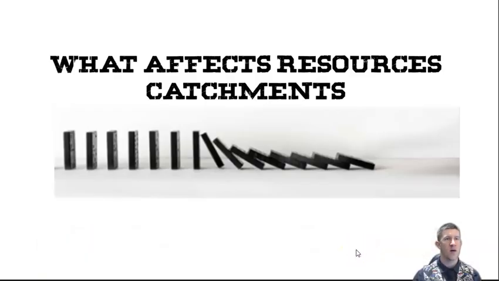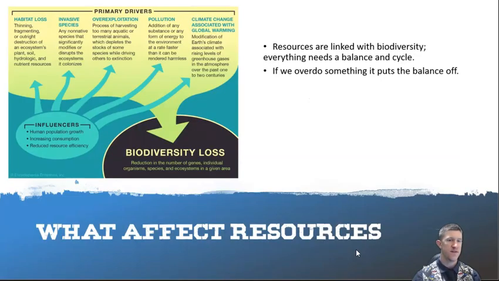In this section, we're going to look at what affects resources and also what a catchment is. So firstly, what affects a resource? A resource is very much linked with biodiversity. So that's all about a balance and a cycle between things. If we overdo something, it puts this balance off.